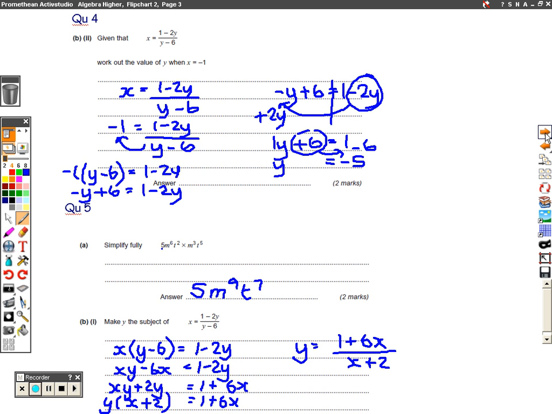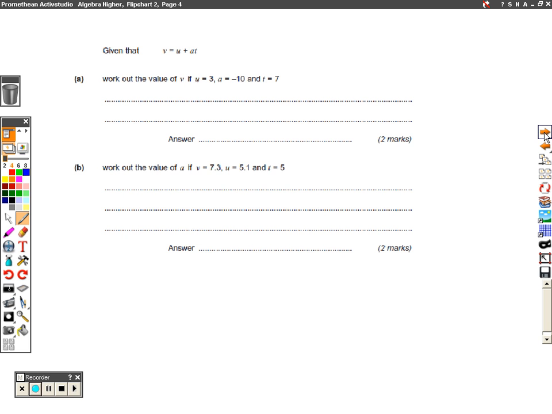Okay, substitution again. First thing I would do is rewrite the equation. u plus at. My u value is 3. My a value is minus 10. Be careful of that one because it's a minus. And my t value is 7. 3 plus and a minus become minus. 10 times 7 is 70, so your answer is going to be minus 67.